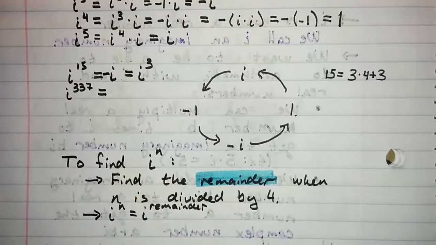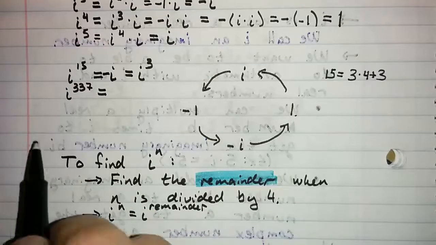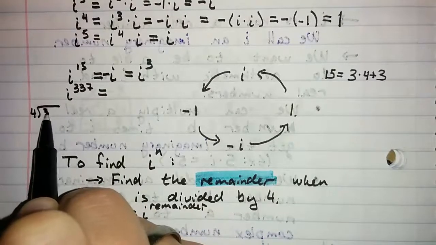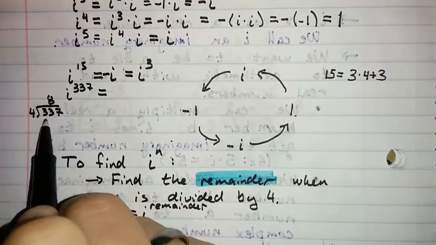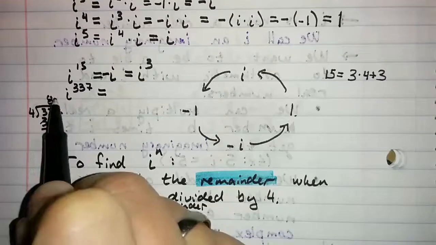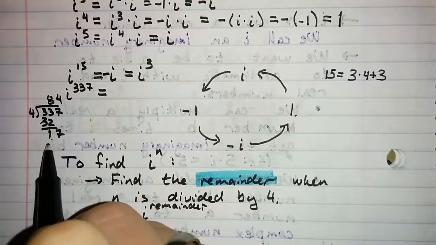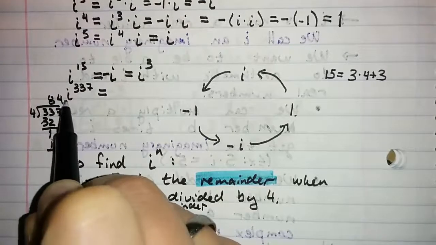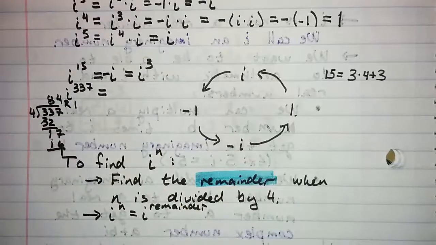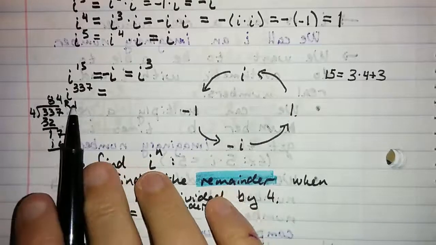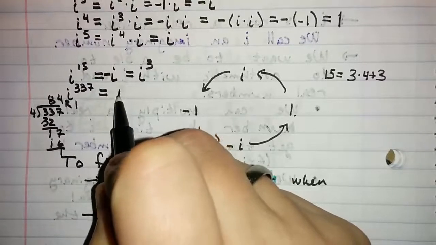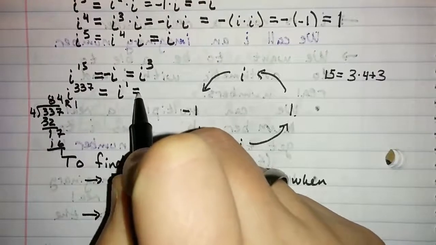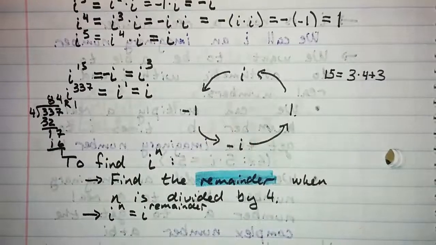So to find i to the 337th, I will divide 4 into 337. 4 goes into 33 8 times. 4 goes into 17 4 times. And the remainder is 1. So the remainder is 1. i to the 337th is equal to i to the 1, which is just i.